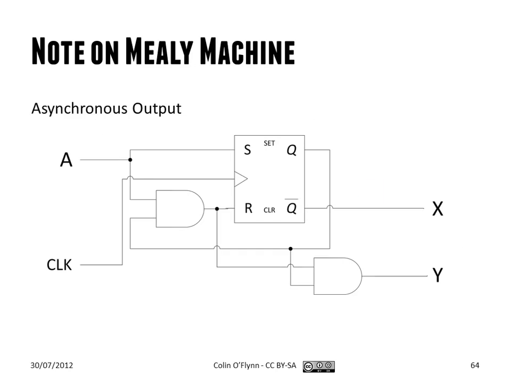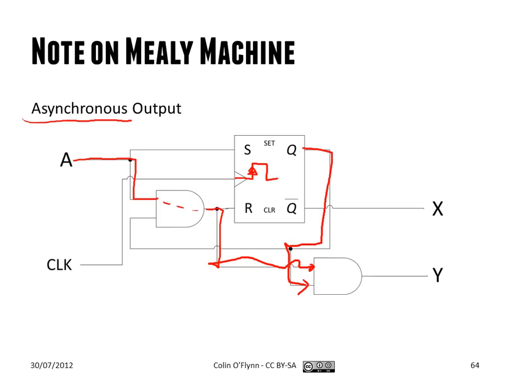When you have a Mealy machine, you'll frequently see it designed with asynchronous output, which is to say we have one output here going to X, and the Y is actually coming, you can see through this AND, directly from the A input. So as soon as the A input changes, the Y output can change, which is why we call it asynchronous, because it's not changing with the clock. The X output will only change every time there's a clock pulse, because when we have a clock pulse, this SR flip-flop I'm using here will sample the inputs and do the expected transition. At that point, the X output will change, but the Y output in this design changes every time the A input changes, regardless of the clock.